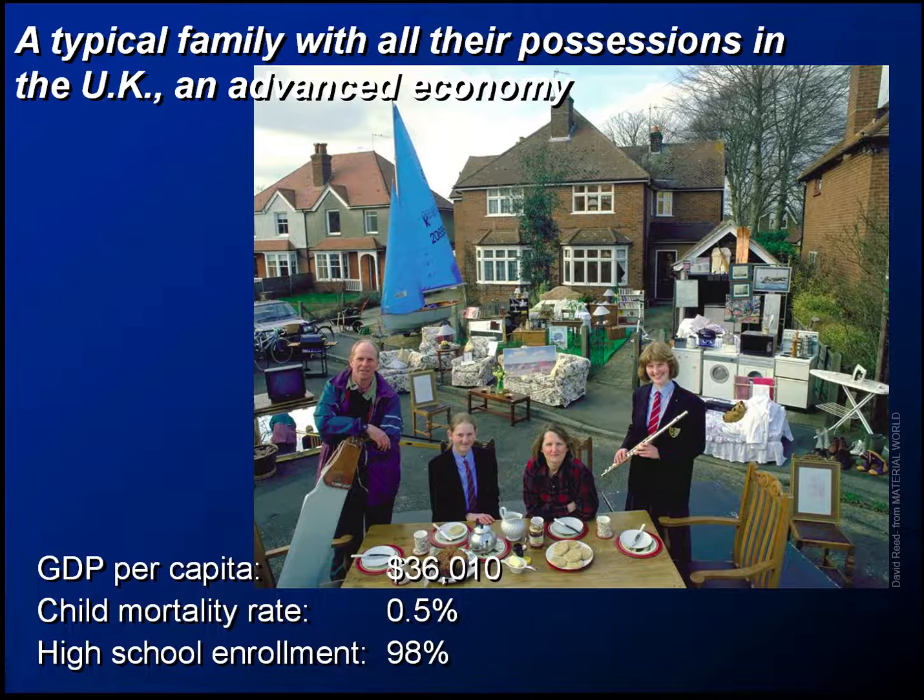So here's this first country. It is England, United Kingdom, and you see they are considered a high income family because they have $36,000 GDP per capita. Low child mortality rate, 0.5%. That's the number of children who die before they get to 5 years old, and a very high high school enrollment. Notice they have a lot of neat things. A sailboat over here. I don't know. A couple TVs, car. Some very nice goods.